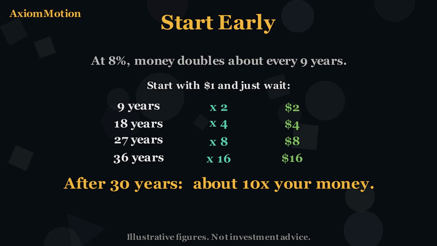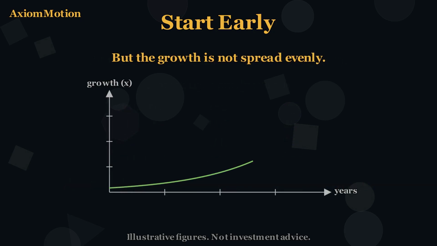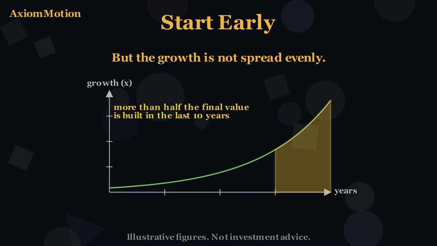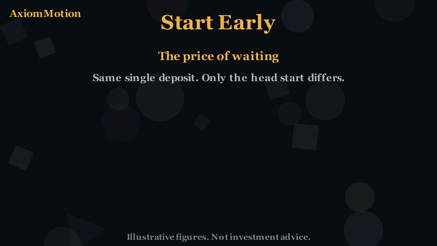But here is the part almost everyone gets wrong. That growth is not spread evenly across the years. Look at the curve. It crawls along for the first decade or two, then erupts. In fact, more than half of the entire final amount is created in just the last 10 years, which leads to the single most important lesson in all of personal finance.